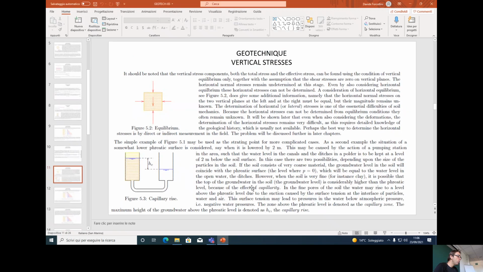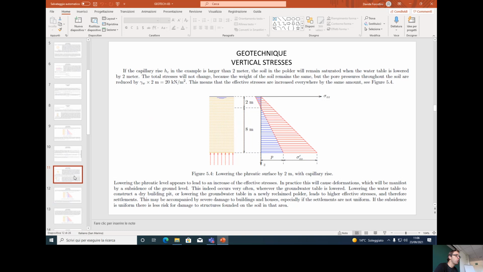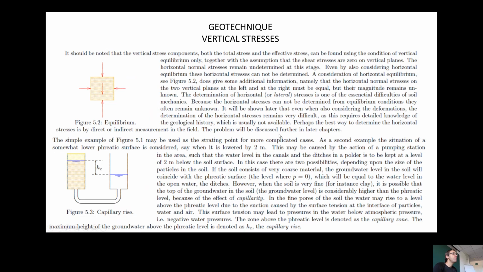I would like now to show you other cases when things are a little bit more complicated than that. So, if we consider the equilibrium, you can see this picture, both in terms of total stress and effective stress, it can be found using the condition of vertical equilibrium only. The horizontal normal stresses remain, of course, in this case, undeterminate.